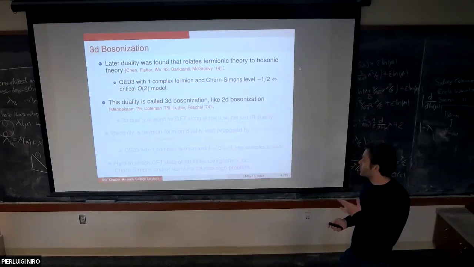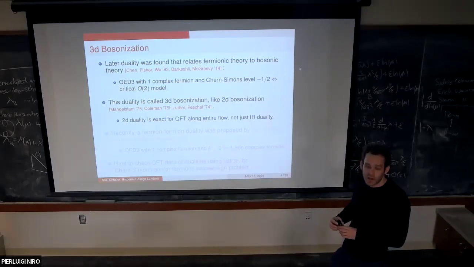And so this duality is called 3D bosonization because you could say it's roughly, spiritually similar to 2D bosonization in the sense that you're relating fermionic degrees of freedom to bosonic degrees of freedom. But of course, in practice, it's actually extremely different. Because what we call 2D bosonization is some kind of exact duality along the entire RG flow.